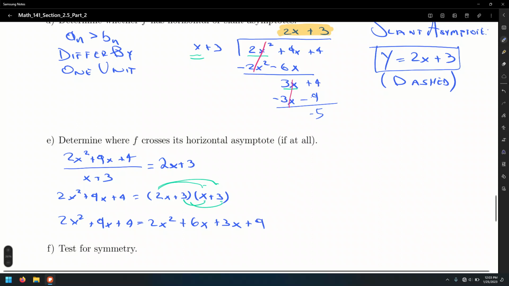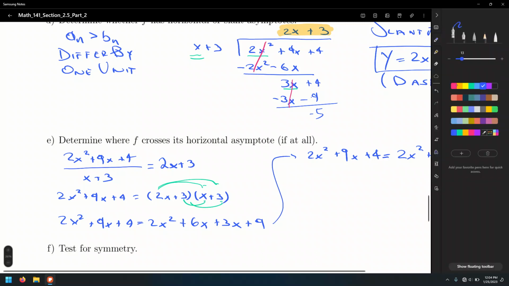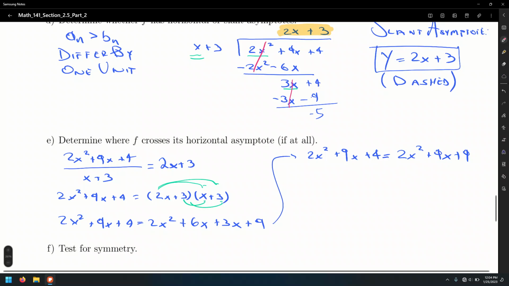So let's see if we have any like terms. We have these two like terms right here, the 6x and the 3x. The left-hand side remains the same thing, 2x squared plus 9x plus 4. All we do is combine like terms on the right-hand side. That's 2x squared plus 9x plus 9. Now, check what's going to happen in this case. Notice we have a 2x squared on the right-hand side and on the left-hand side as well, so they both cancel out.